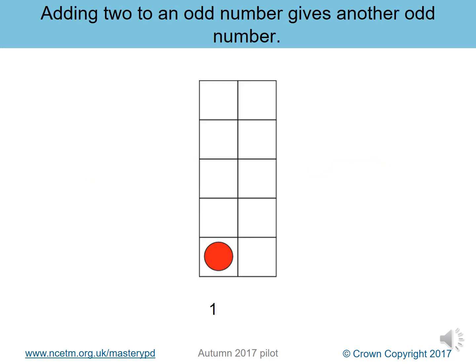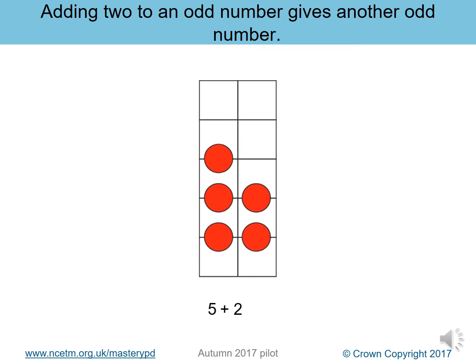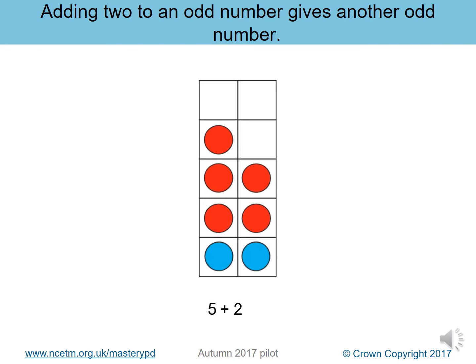But let's have a look at what happens when we add 2 to an odd number. So here is the tens frame again, and it says if we add 2 to an odd number, it gives us another odd number. So as long as you know your odd and even numbers, which we've done some of, then you can work out whether your answer is going to be correct as well. So if we start with 1 and we add 2, it gives us 3. And if we have 3 and we add 2, it gives us 5.